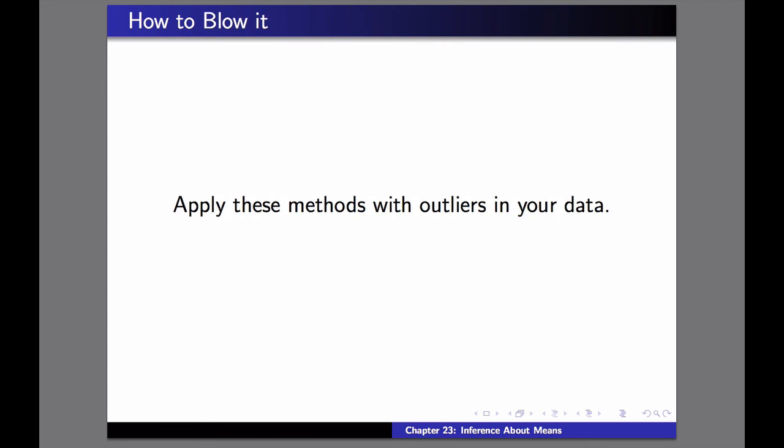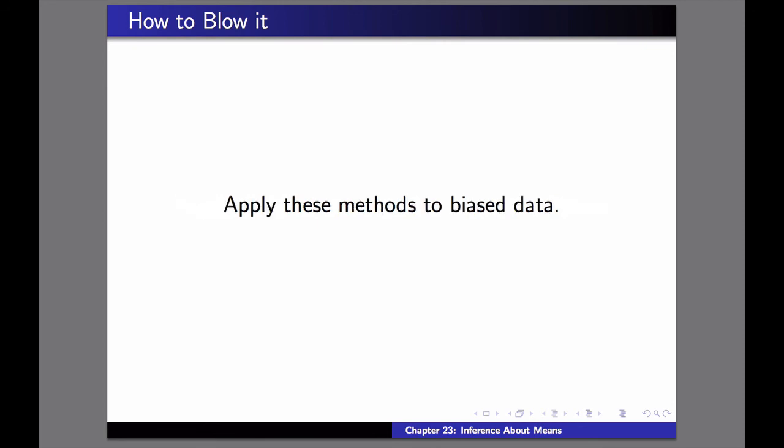You can also blow it by applying these methods with outliers in your data. If there are outliers in your data, that could significantly change your results. So the best approach is to look at your sample mean and your sample standard deviation with and without the outliers. If there's not a large difference, then it doesn't matter that much. If there is a big difference, you should do your calculations separately and state your final results.